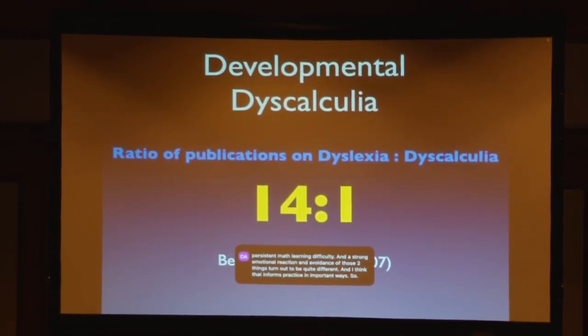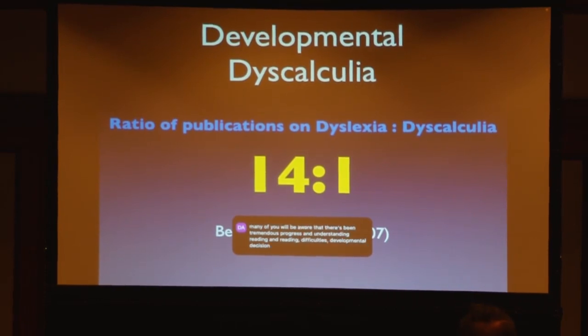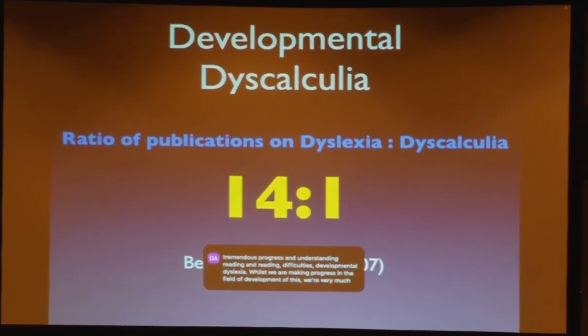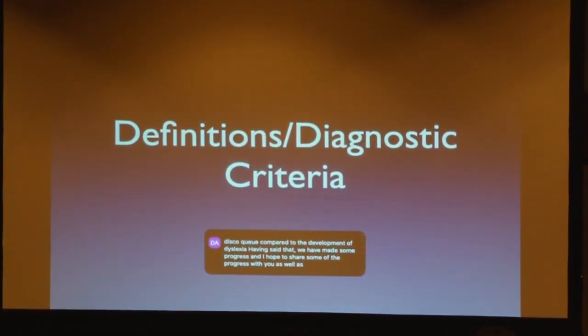Many of you will be aware that there's been tremendous progress in understanding reading and reading difficulties, developmental dyslexia. Whilst we're making progress in the field of developmental dyscalculia, we're very much behind. These are statistics from 2007 suggesting that for every 14 publications on developmental dyslexia, there was one publication on developmental dyscalculia. I'm afraid to say that since 2007, the state of affairs has not improved dramatically. So we're still having this unequal knowledge foundation for developmental dyscalculia compared to developmental dyslexia. Having said that, we have made some progress, and I hope to share some of it with you, as well as what we don't know.